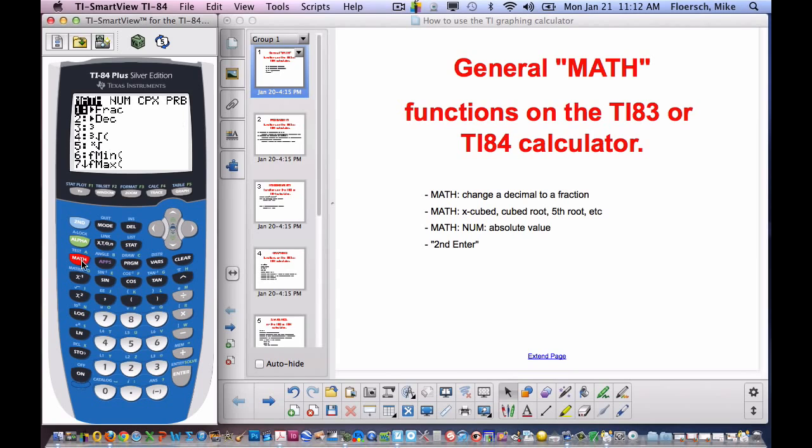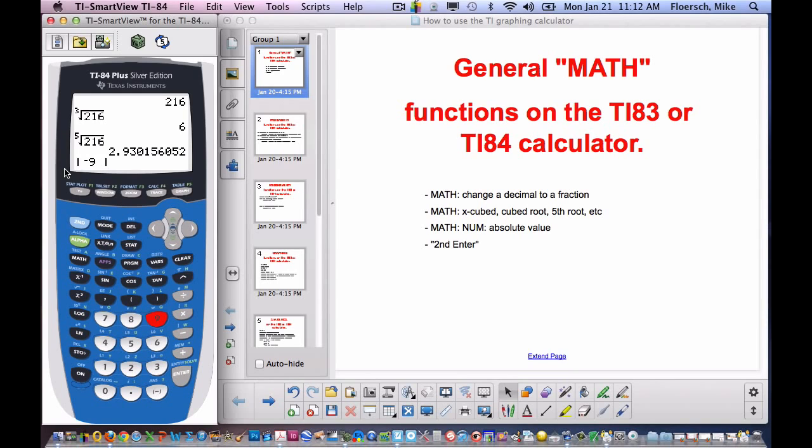Under math, you will also find your absolute value information. So if I want to work with the absolute value of -3, I'm going to go to the right. This is math, but I want to go to NUM, working with numbers. ABS with parentheses means absolute value. So I hit number 1. It says absolute value of, let's say, -9. Absolute value always makes the number positive.